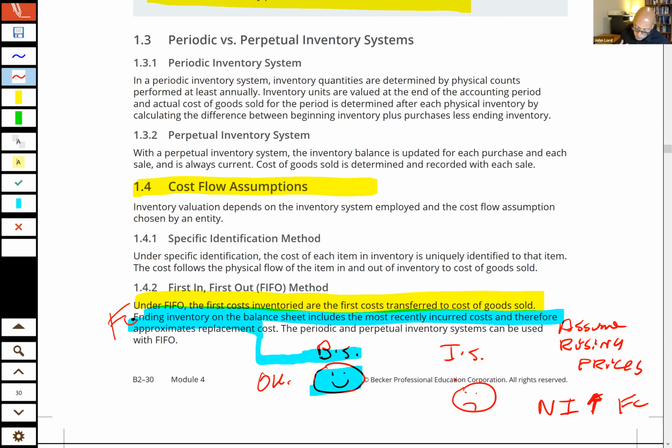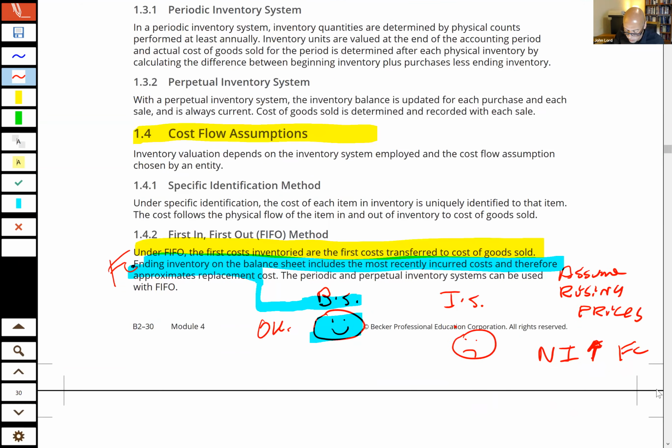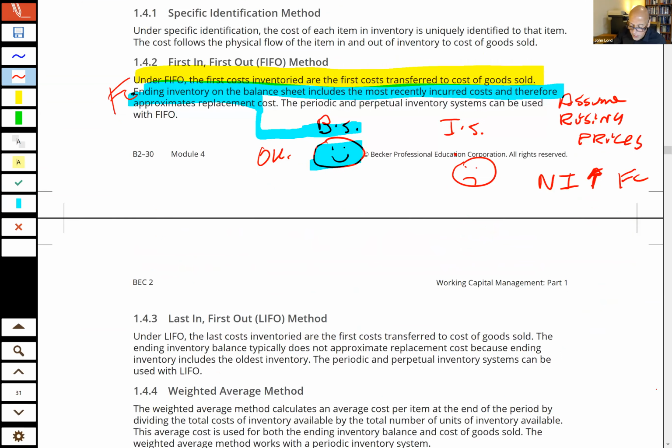Again, I want you to remember about this because there could be a written communication in which they ask you the financial statement implications. And when they ask that, they ask for comparison of LIFO and FIFO. So let's take a look at LIFO then, okay? And let's again do our highly technical drawing here.